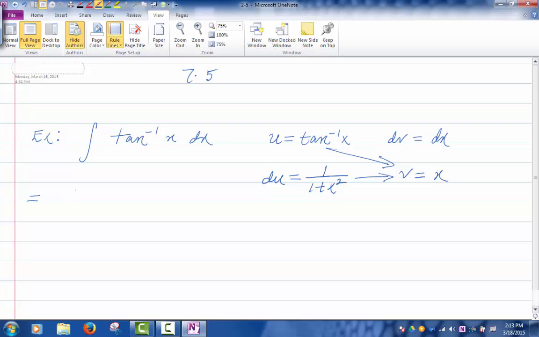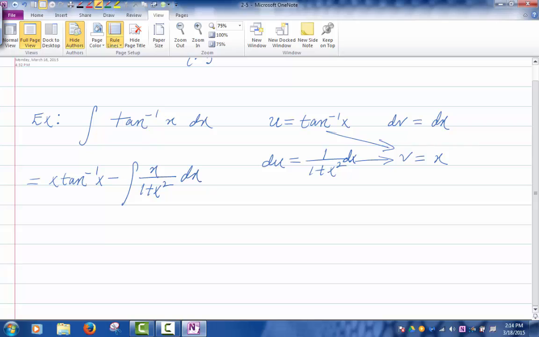So our integral would be, what is u times v? u times v is x times tangent inverse x, and then minus the integral, and inside the integral you're going to multiply v and du. So v is x, and du is 1 over 1 plus x squared dx. I forgot to write dx here, I should put that. And then I just have to find the integral there.